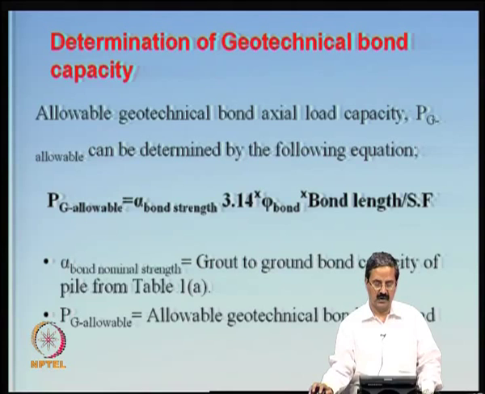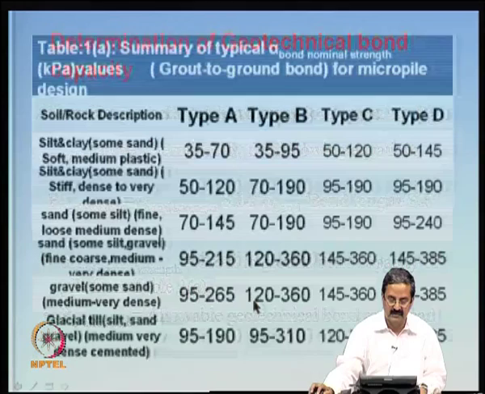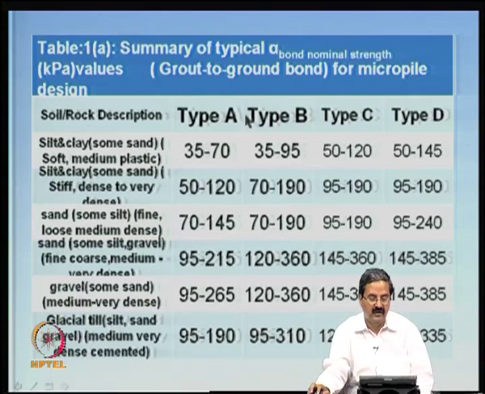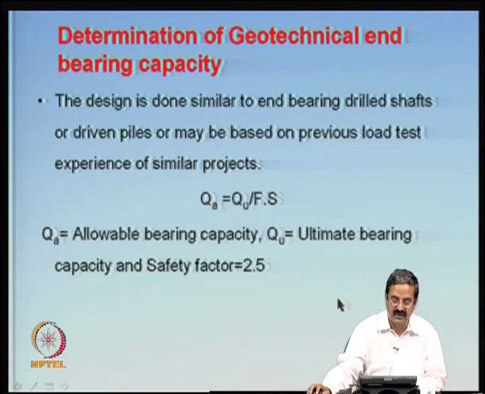So, the grout to ground bond capacity of the pile you can get from this. Say, for example, if you are trying to use type A, type B, type C, type D, depending on the type of soil, you have these materials. And once you know that, that is called skin friction. Then you can also get the end bearing, which is similar to driven piles, or one can even do load tests. And then once you get the ultimate load, by the factor of safety you will get the axial capacity of the micropile.